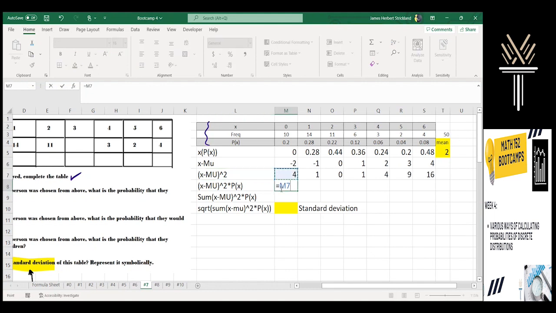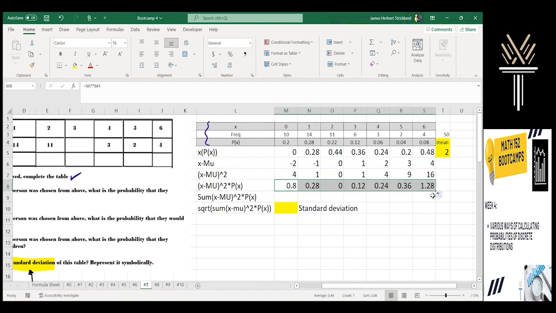We're going to take the calculation we just did, x minus mu squared, times the p of x, the 0.2, hit enter, and then take it all the way down. Do all those calculations over and over and over again, in other words. Now we're ready to sum it all up.